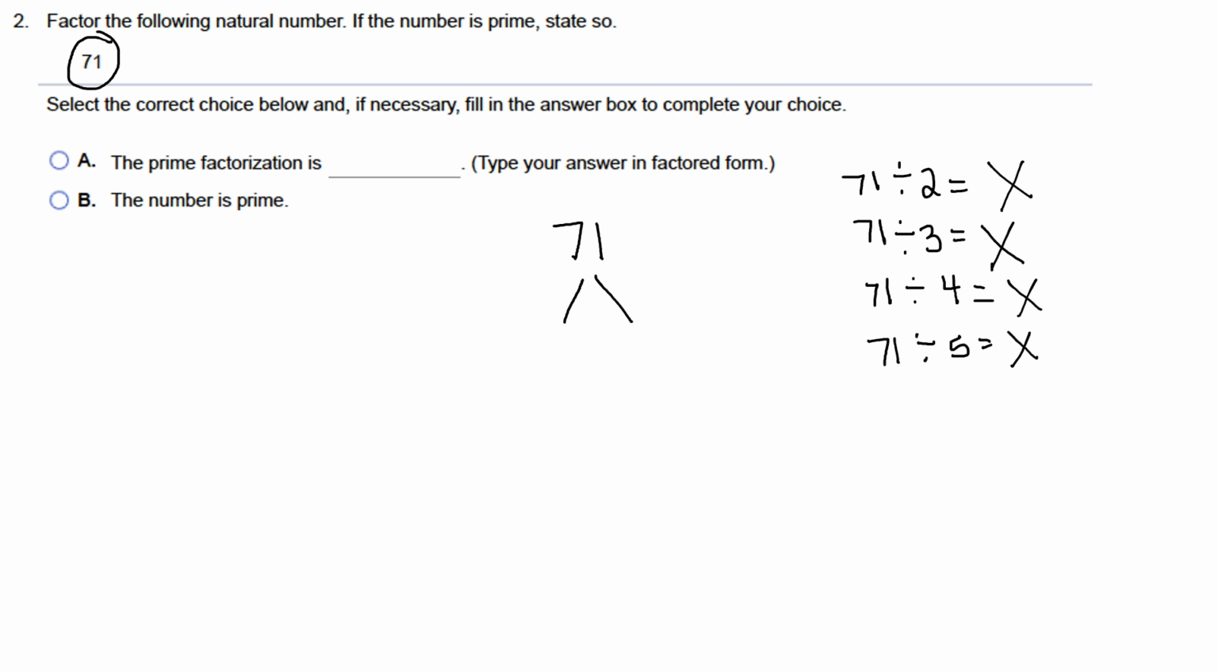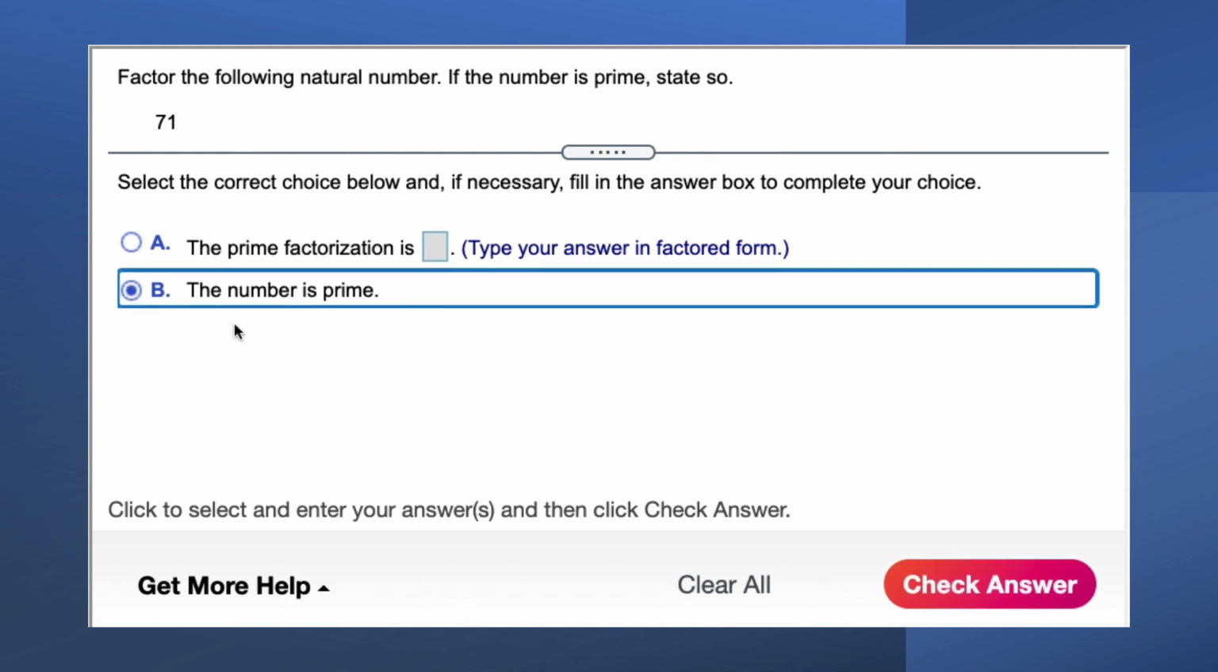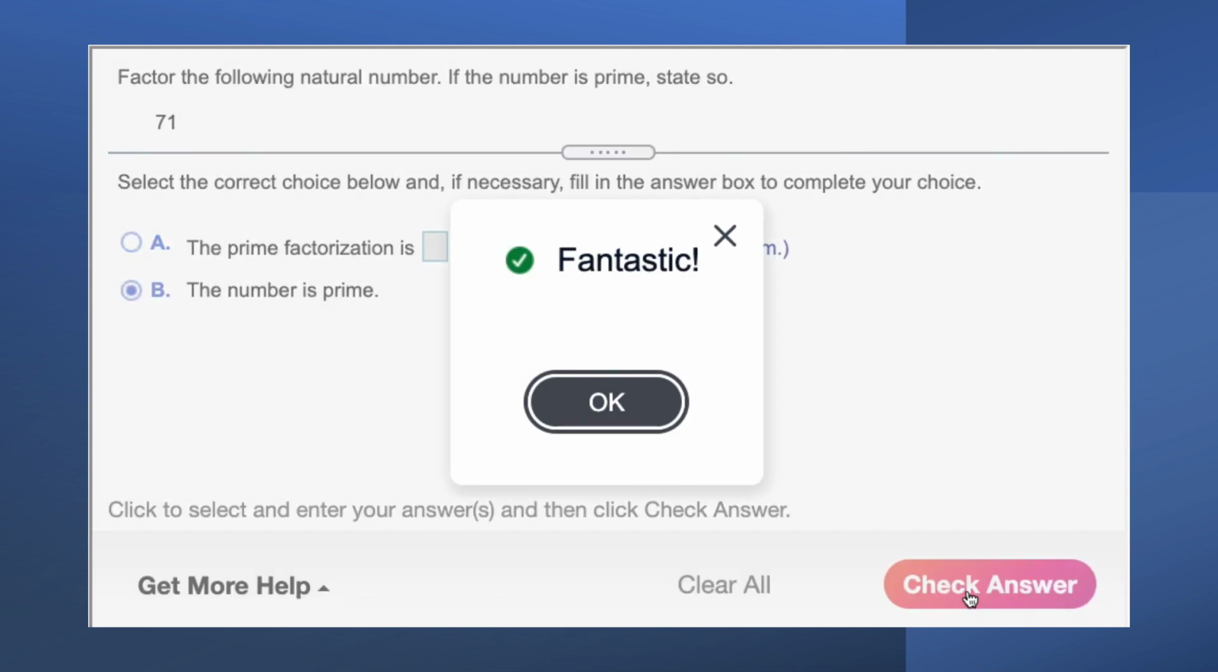Since we can't find two numbers that when multiplied together give us 71, we know that the only numbers are 1 times itself. Since the only two factors are 1 times itself, we know that the number is prime. So our answer is choice B. When we go to MyMathLab, we'll simply select choice B, the number is prime. Then you can check your answer and move on to the next question.